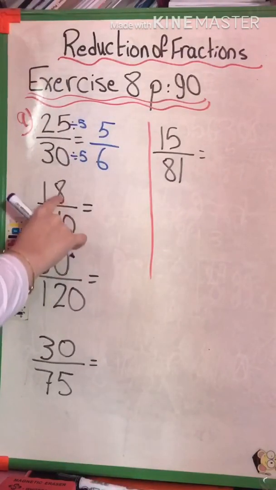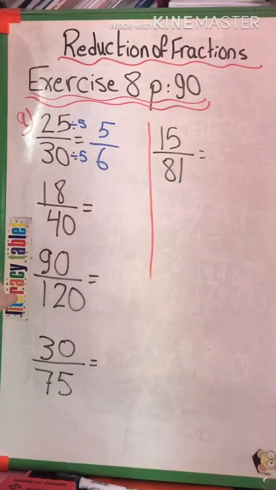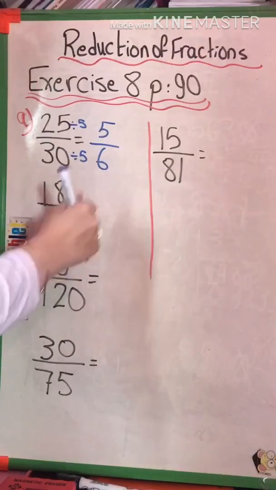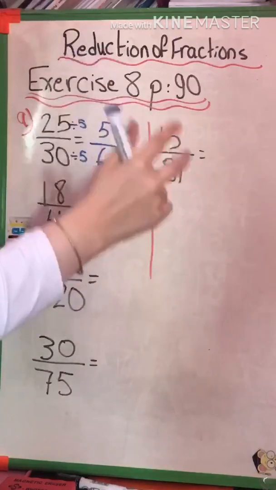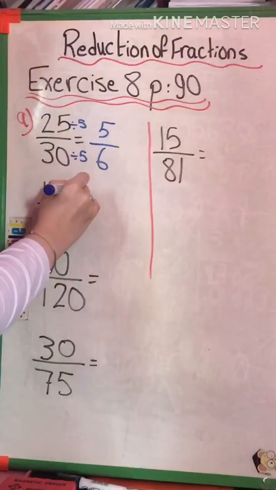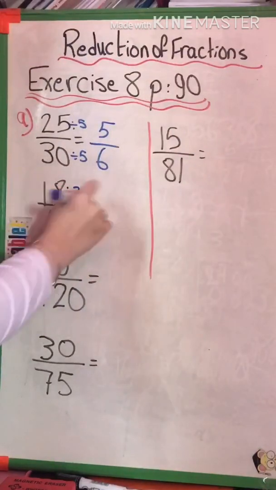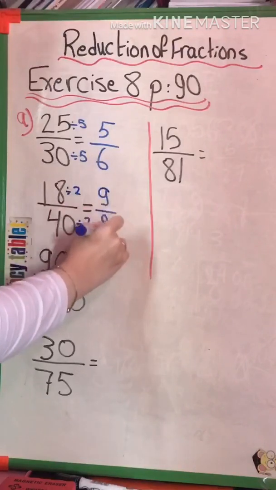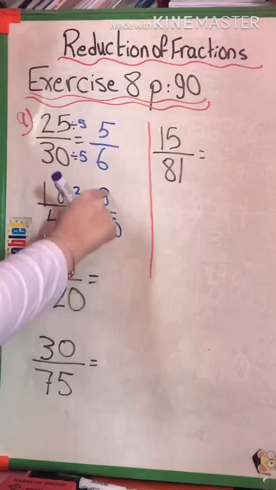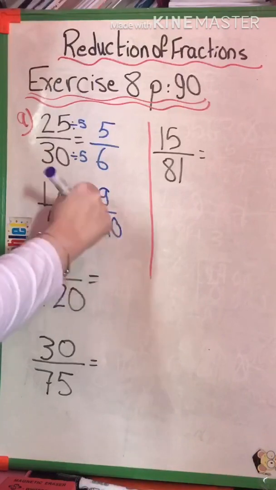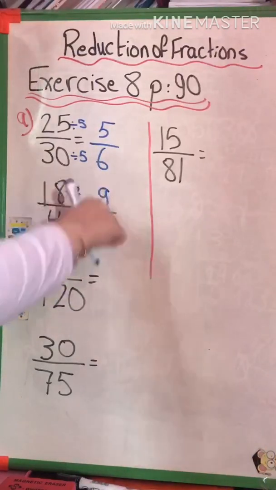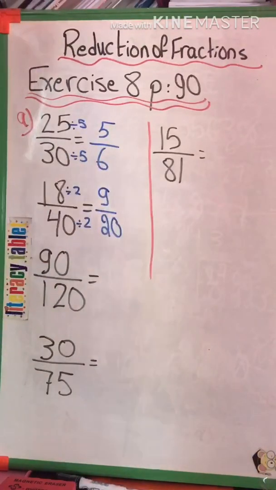Next one. These are even numbers, which end with 0, 2, 4, 6 or 8. So they are divisible by 2 to give me 9 over 20. Let's check again. This fraction is an irreducible fraction.